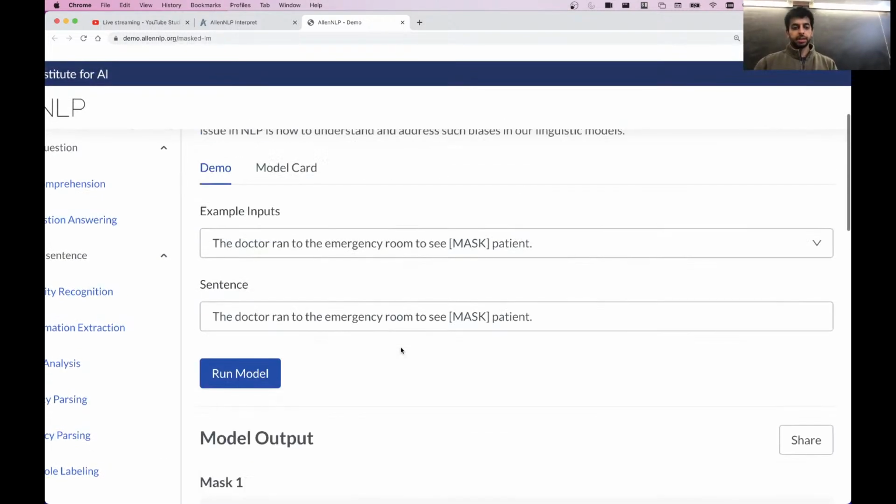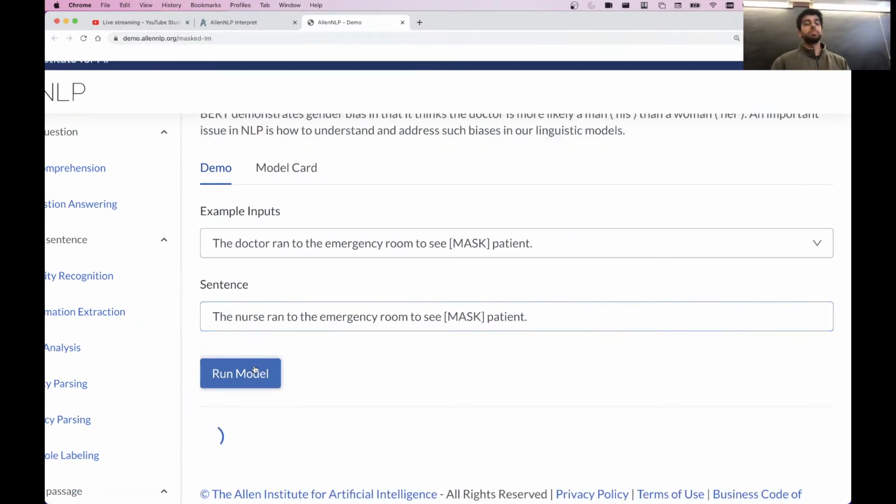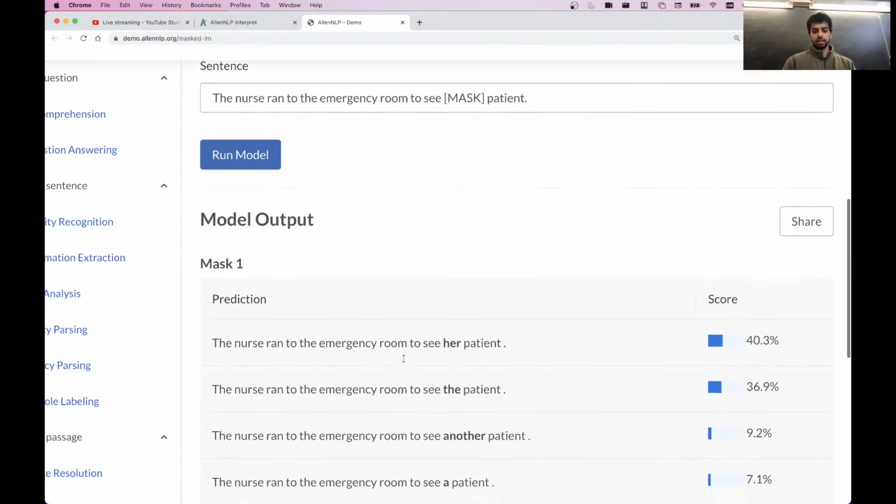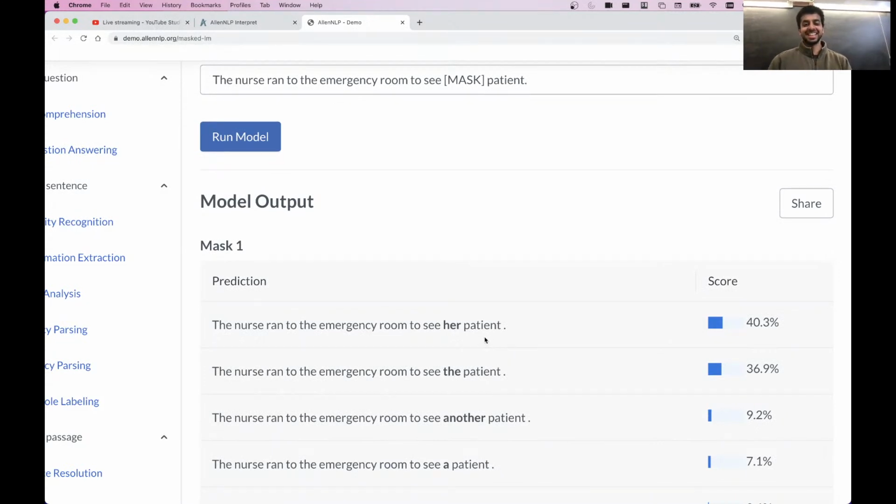It could. I mean, we could try a different sentence here if there's some modification we can make. Oh, okay. Yeah, we could try nurse. Maybe the probability of article will be higher here. No, it's the same.